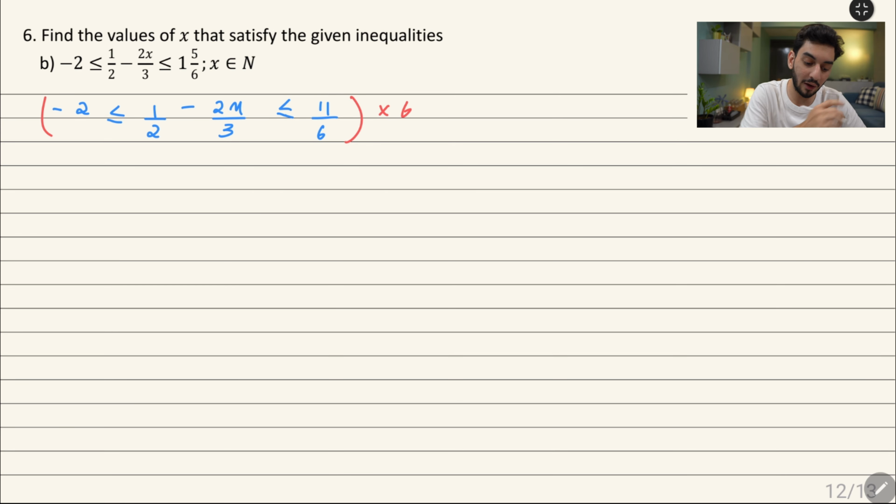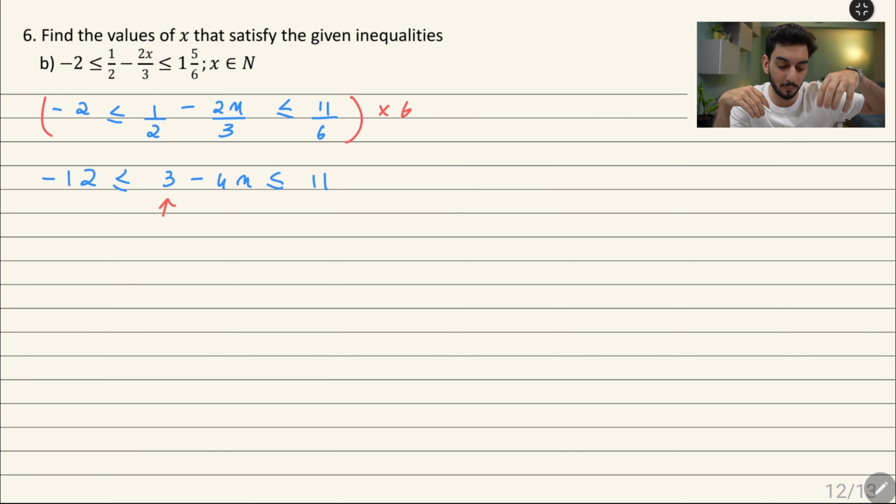So the leftmost thing becomes negative 12, less than or equal to, when I multiply half by 6, it becomes 3 minus 3 times 1, 3 times 2. So it's basically like this, 3 times 1 and 3 times 2, but I'm not doing it because that 6 is for everybody. I'll be left with a 2, 2 times 2 is 4, so it becomes 4x, less than or equal to, this 6 automatically just goes away and I'm left with an 11 over here. Okay, what do I do now? I see that there's a 3 over there in the middle term. I need to basically isolate my x from the middle term.